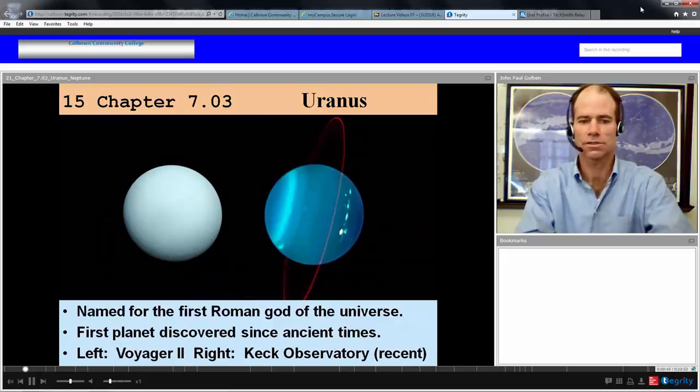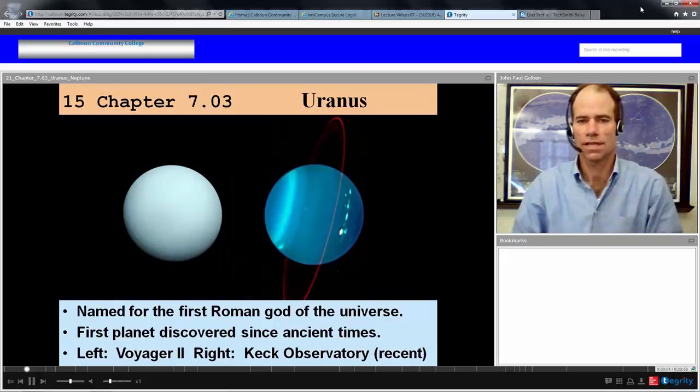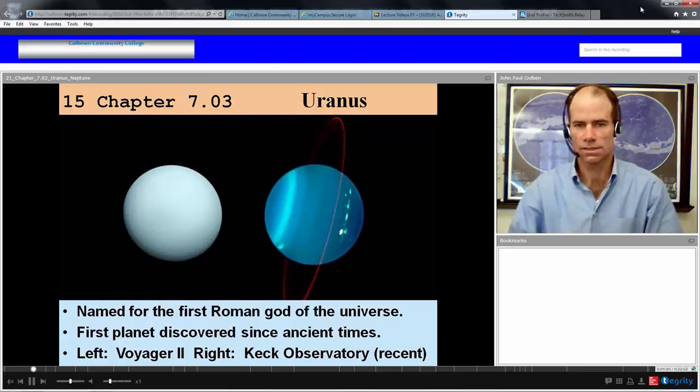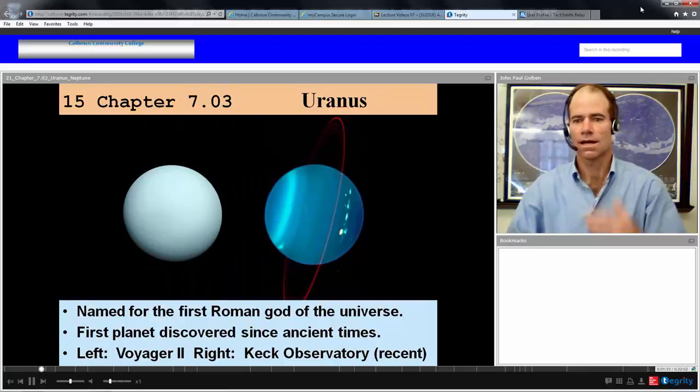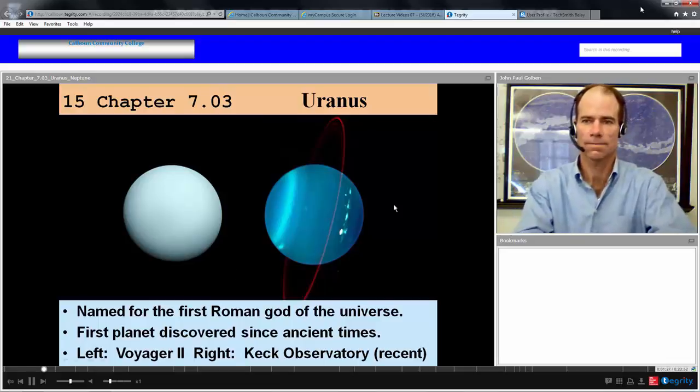And these two nice pictures, on the left is a picture taken by Voyager 2 in 1986. On the right is a picture taken by the Keck Observatory, a very recent picture, and you can see that the appearance of Uranus has changed since more than 20 years ago. And this is not due to a photographic problem, because the resolution of Voyager was very good. Voyager was right there at the planet. So that indeed is how Uranus looked in 1986. It has more to do with the changing appearance of Uranus since that time.